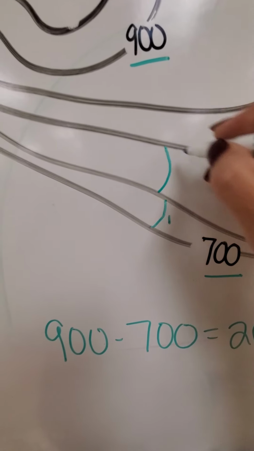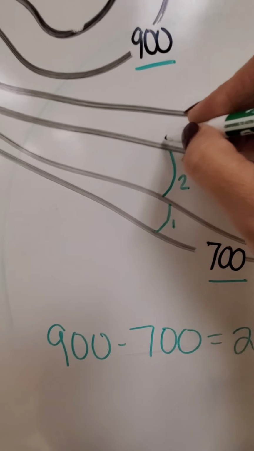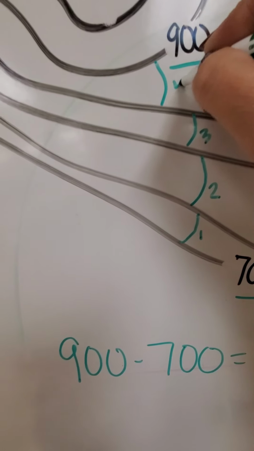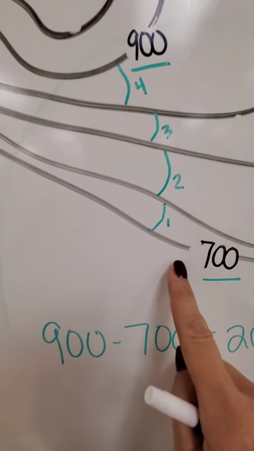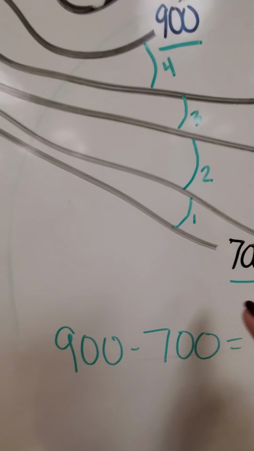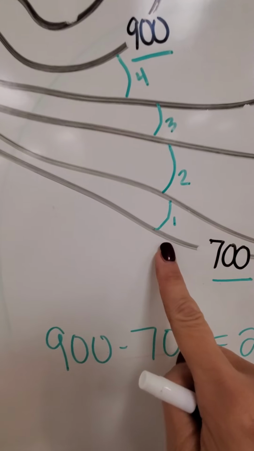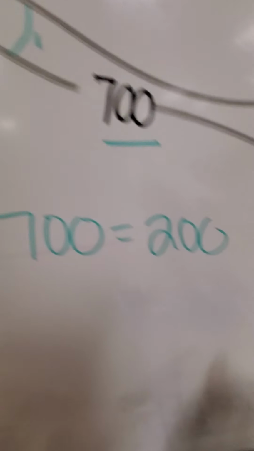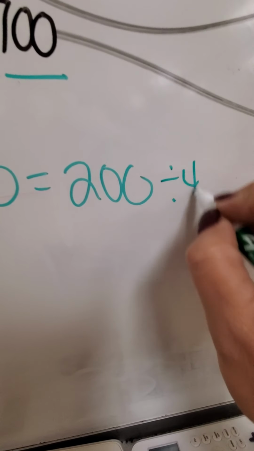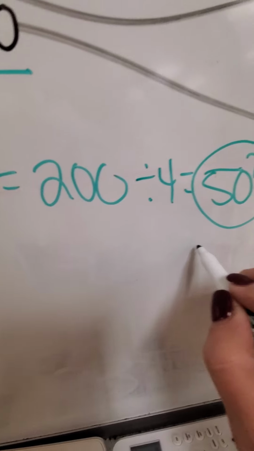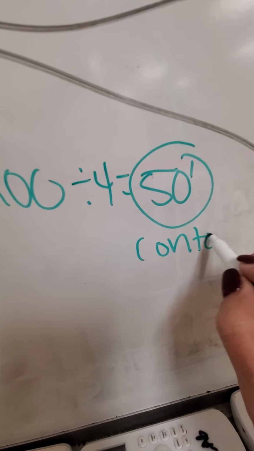Then from here to here is my second interval. From here to here is my third interval. And from here to here is my fourth interval. You're not counting lines, because if you count lines, you're going to go 1, 2, 3, 4, 5, and you're going to get the wrong number. You're counting distance. So I always start on my first line and go 1, 2, 3, 4. So we're at 4 intervals. So 200 divided by 4 is 50 feet. So that is my contour interval on this map.